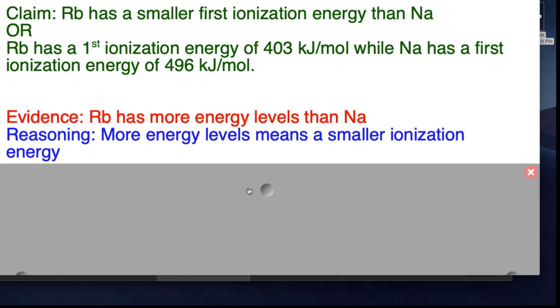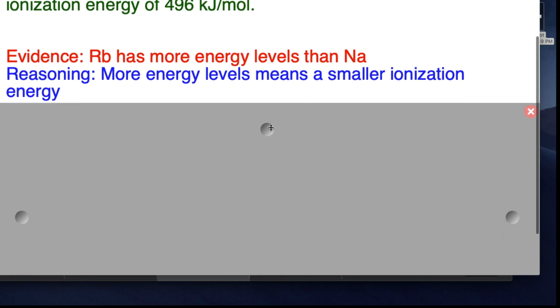Their reasoning: more energy levels means a smaller ionization energy. Their statement does not tie in to Coulomb's law and does not explain the connection. They're just making it sound like it's true. And just because they say it with conviction does not mean they're doing a very good job of explaining it. So let's see another possible answer.